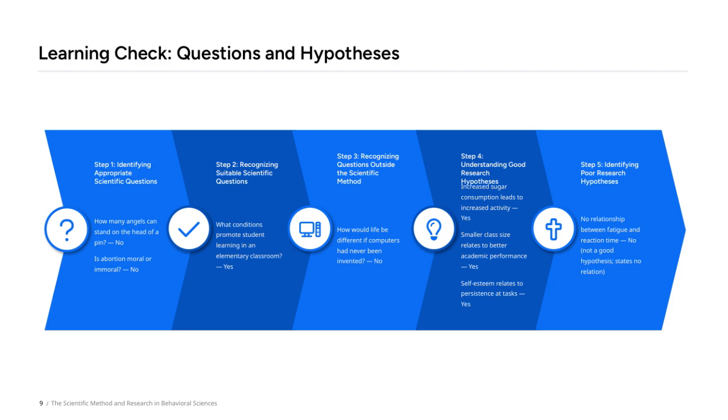When it comes to good research hypotheses, these should be clear and testable predictions, such as increased sugar consumption leads to increased activity, or smaller class size relates to better academic performance, and even self-esteem relates to persistence at tasks. These hypotheses set a basis for investigation. On the other hand, poor hypotheses like stating no relationship between fatigue and reaction time are not good because they predict no effect, which makes testing less meaningful. Understanding these distinctions helps ensure research is focused and productive.